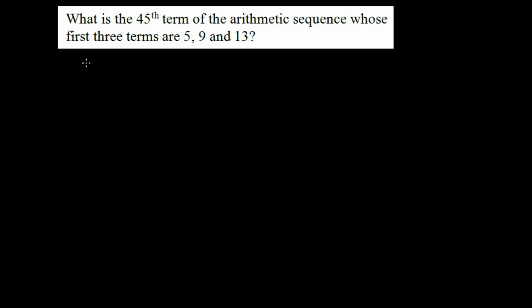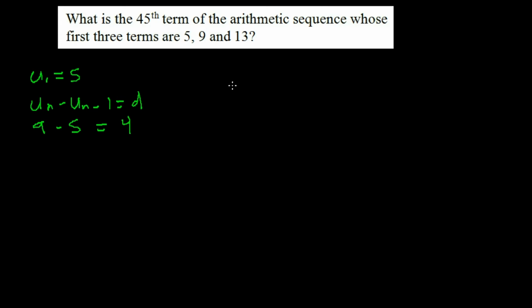So in this example, we're going to find the 45th term of the arithmetic sequence, whose first 3 terms are 5, 9, and 13. So we know the first term, u sub 1. And now we need to find the common difference, which is u sub n minus u sub n minus 1 to give us our common difference. So we can pick either 13 minus 9 or 9 minus 5. 9 minus 5 gives us 4.